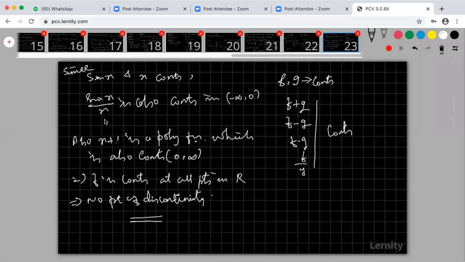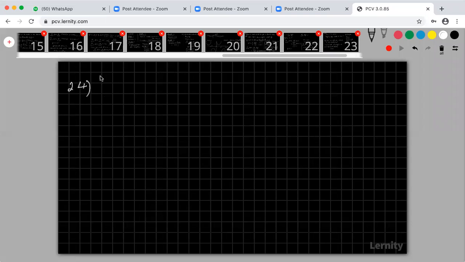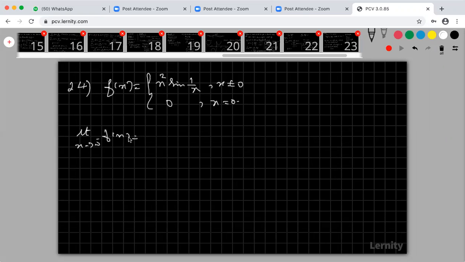Determine if f is defined by, problem 24, f of x is given like that: x square sine 1 by x for x not equal to 0, and 0 for x is equal to 0. Is this continuous or not? This is the question. Limit x tends to 0 minus f of x and limit x tends to 0 plus f of x, the left hand limit and right hand limit, both are the same. Why?